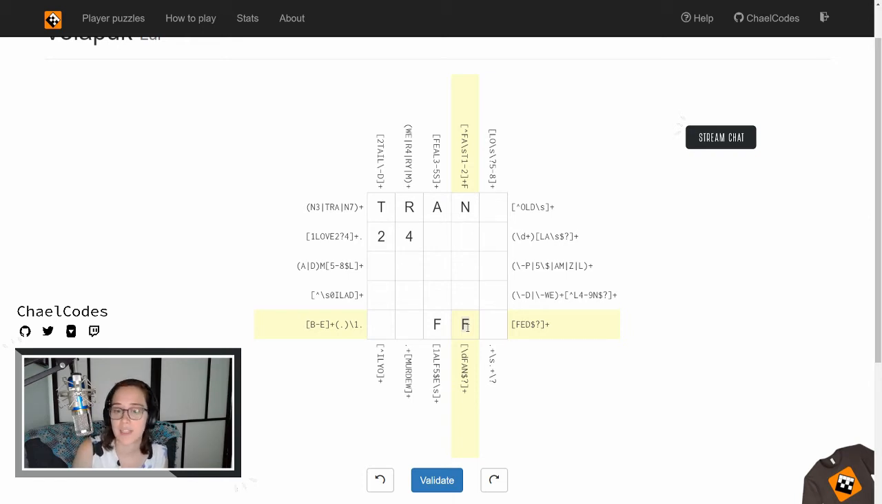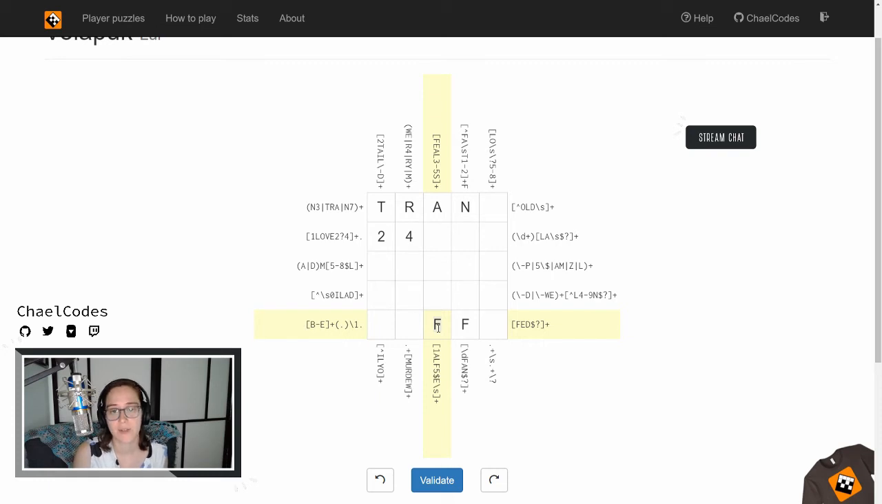If I look at my bottom character set here, I do have an F in it. If I look at my right character set, or my right regex pattern, I've got a character set and it does have an F in it. So this F validates from every direction. Now let's look at this one.